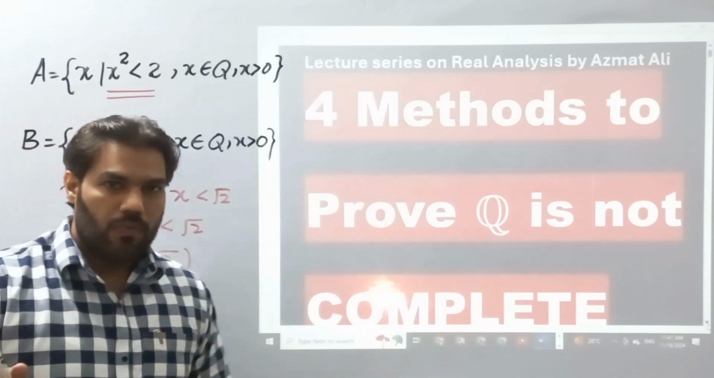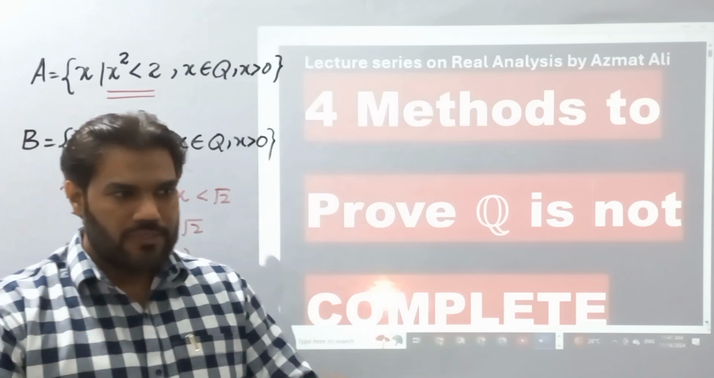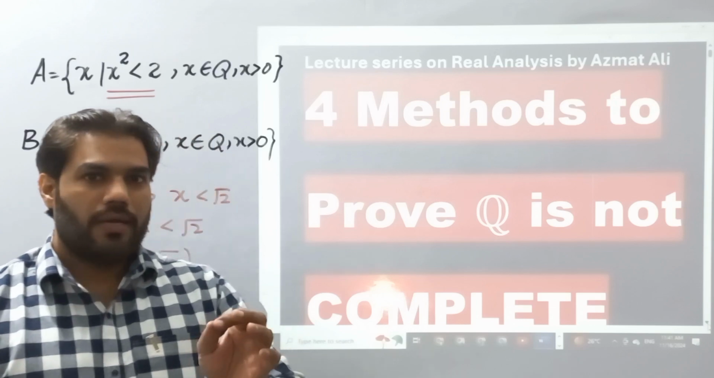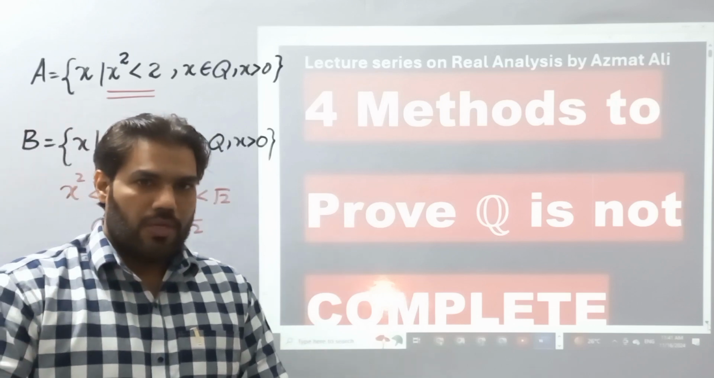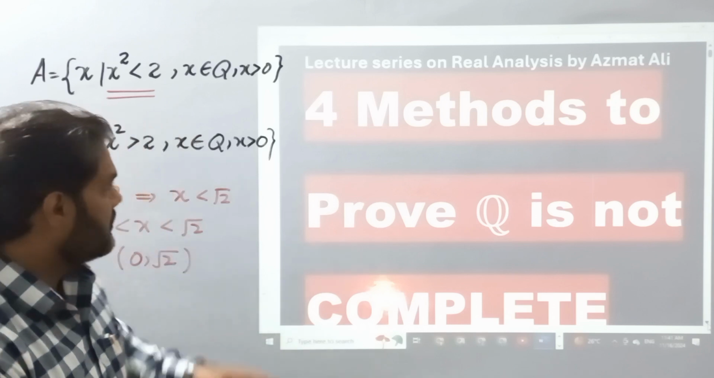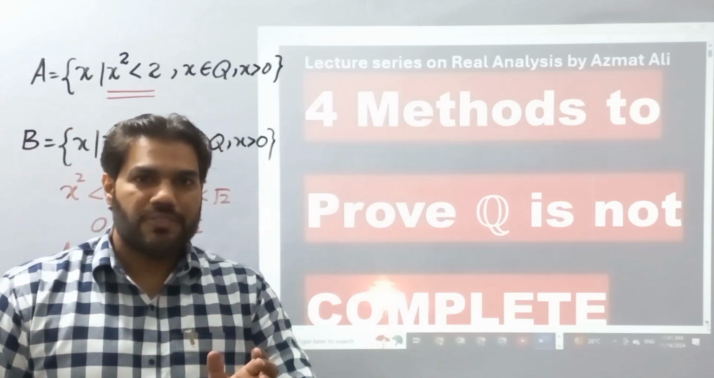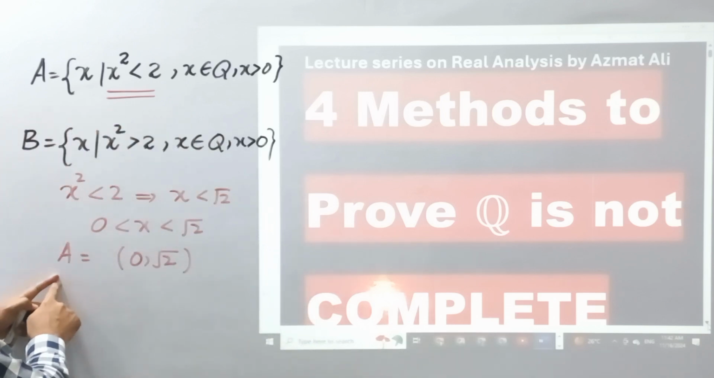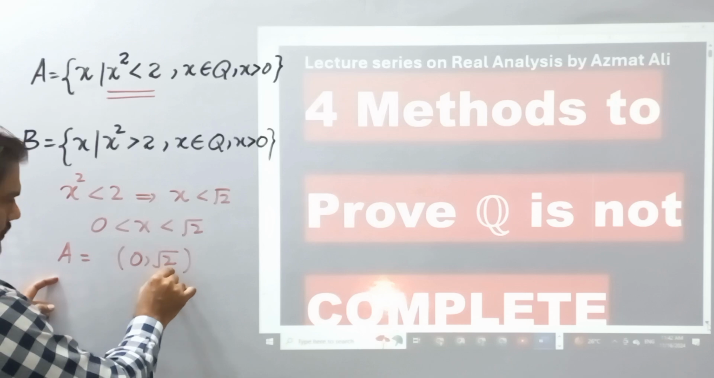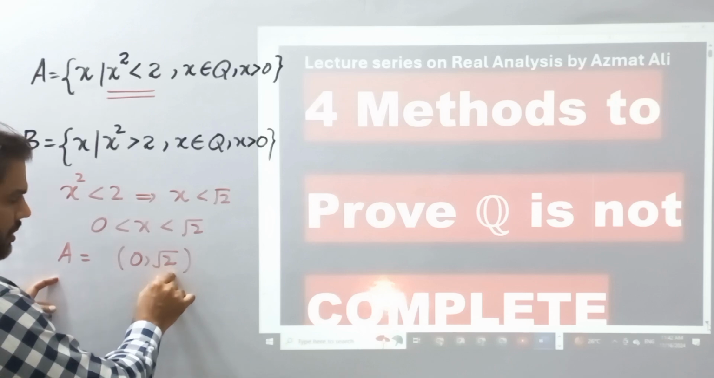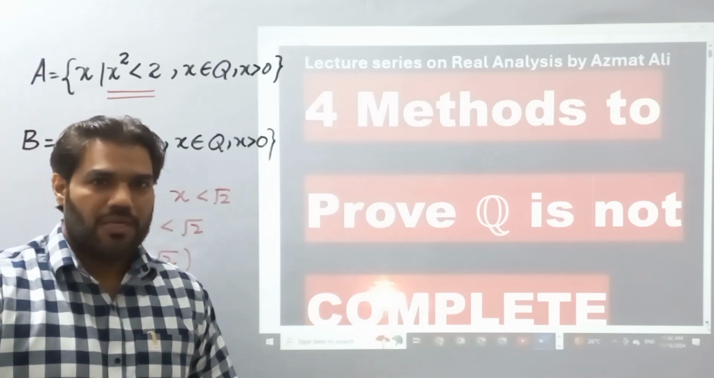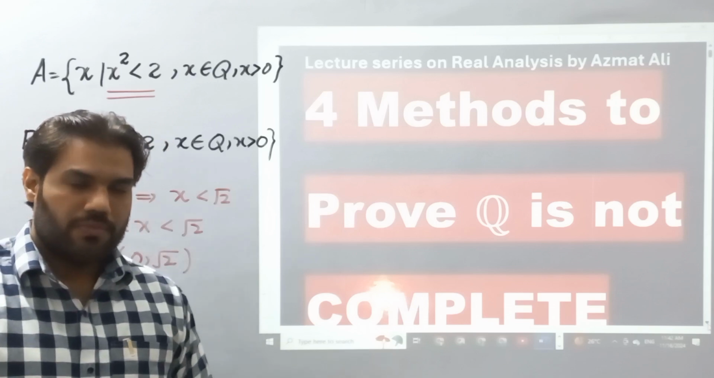Now, how do we define the largest element? An element is called the largest element of a set A if it is larger than every other element of set A. Now the largest element of set A would be square root 2, that is greater than every other element of set A. But this square root 2 does not belong to set A, so this set A has no largest element. That I have proved in our previous lectures.